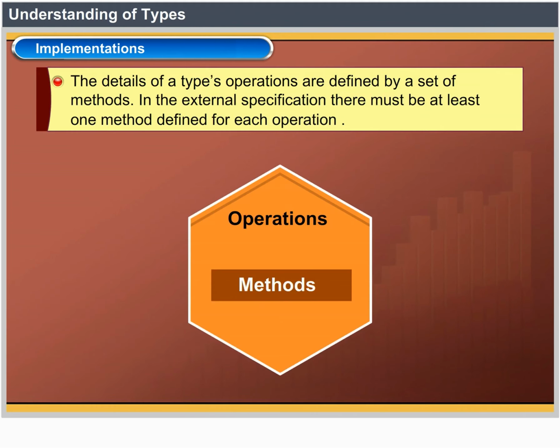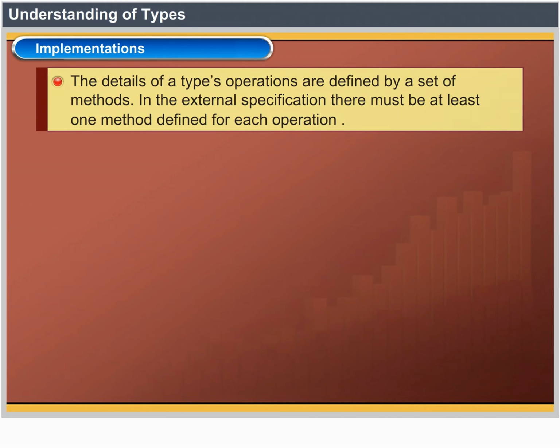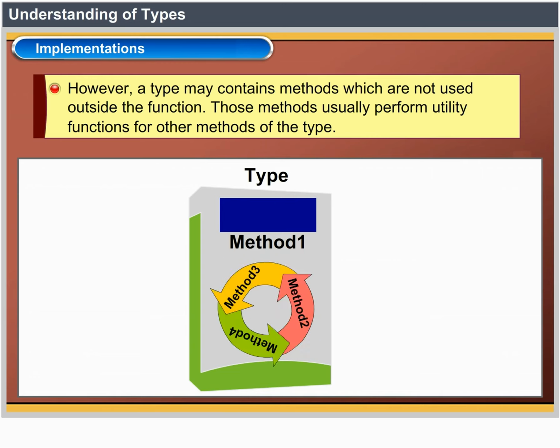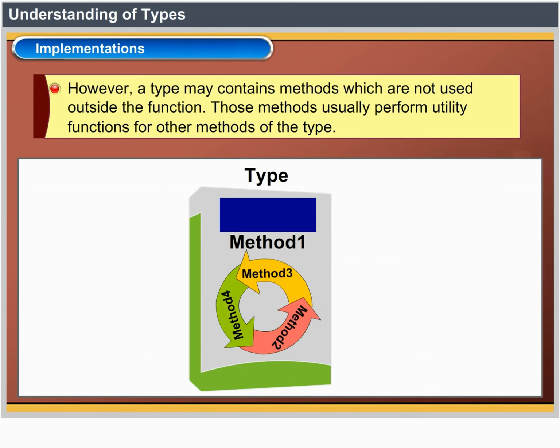The details of a type's operations are specified by a set of methods. There must be at least one method for each operation in the external specification. However, a type may include methods that are never seen outside the type itself. Such methods usually perform utility functions for other methods of the type.